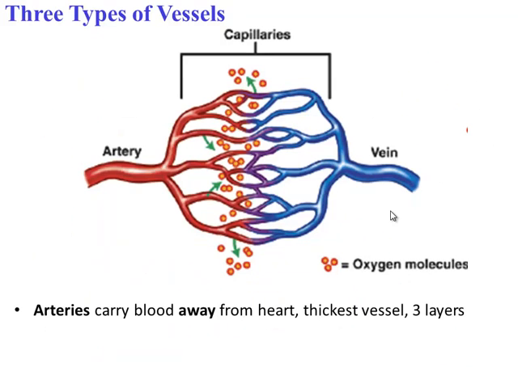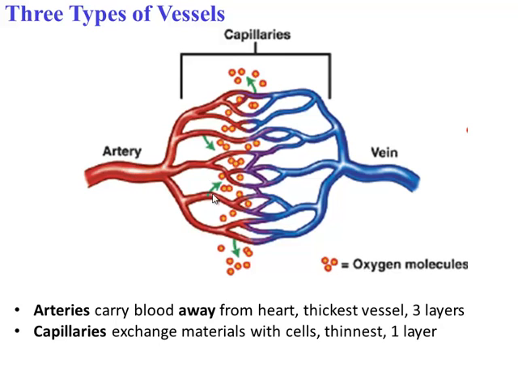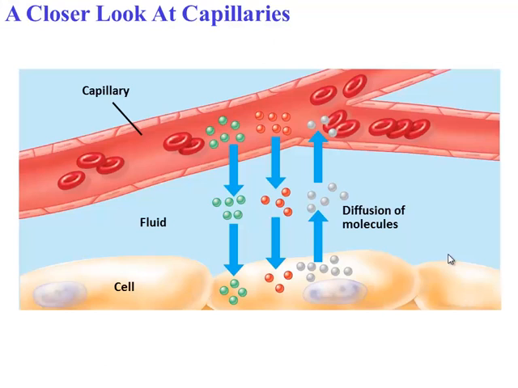So to sum things up, arteries carry blood away from the heart, and they're the thickest vessel. Capillaries exchange materials with cells, and they're the thinnest. And veins carry blood back to the heart, and they're medium in terms of size, but they also have 3 layers. Let's quickly take a closer look at what's happening in the capillaries.